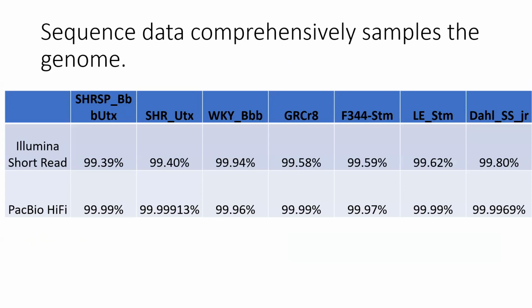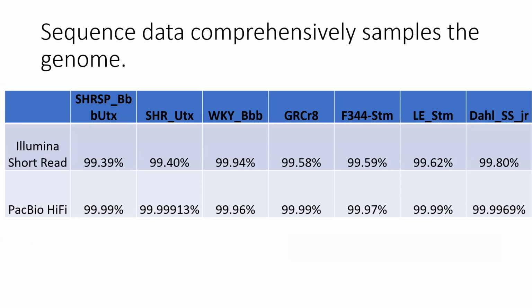Okay, this is where the rubber meets the road. The lens through which we are looking at these assemblies is short read data. You take short read data from that animal and you map it to the assembly that it produced, right? Nearly all of it should map. And we're doing pretty well. In the short read data, we're exceeding 99% across the board.